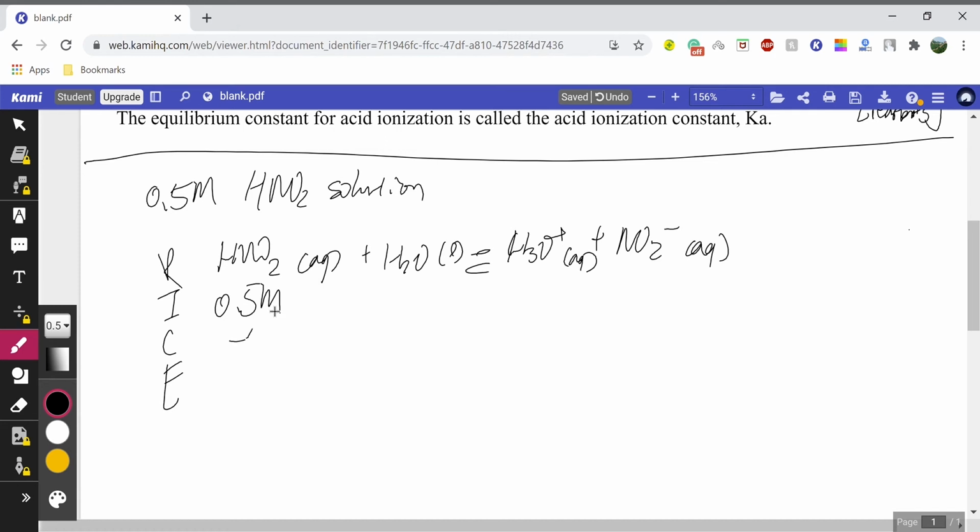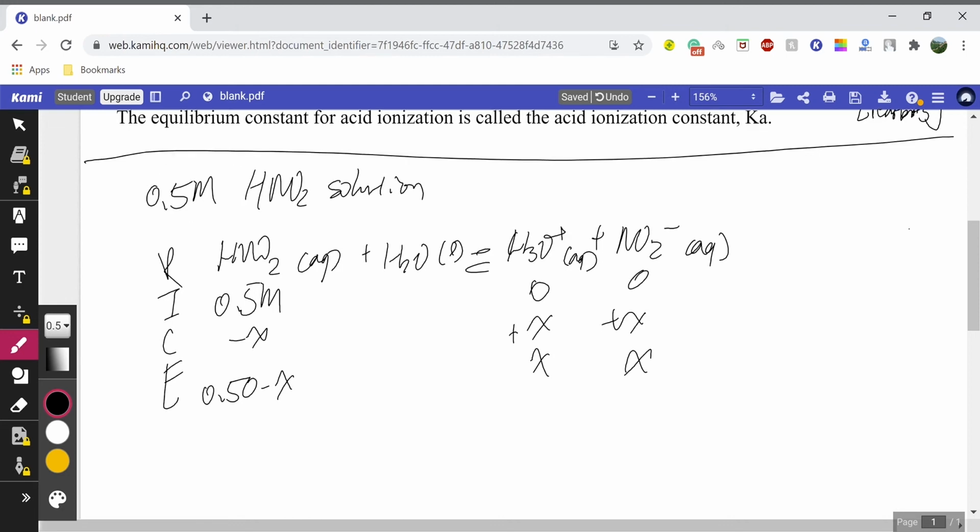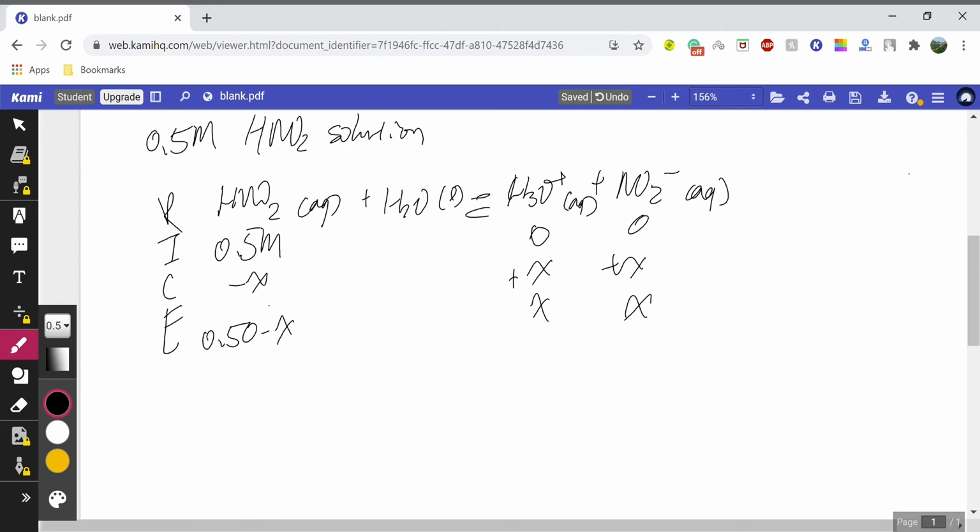So this will be minus x, this will be 0.50 minus x, this will be 0, plus x, x, 0 plus x, x. Now how do we solve for the pH? Well, to solve for pH, we're going to use Ka.